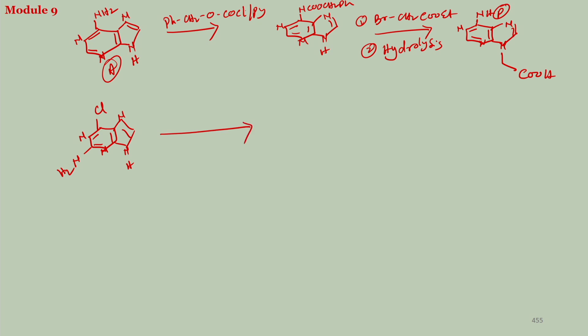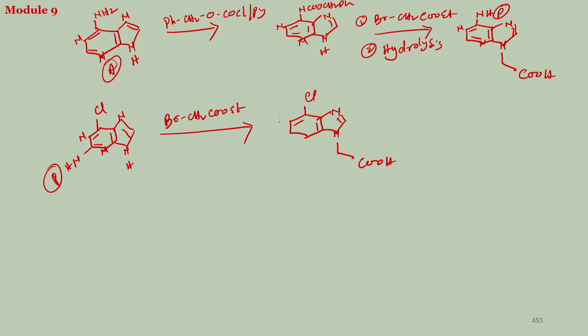So, the first step is BrCH2COOEt. You can do this protection before also and after also. So, it is better to do this protection before. Start with this protection, and then this will give you COOH followed by hydrolysis.